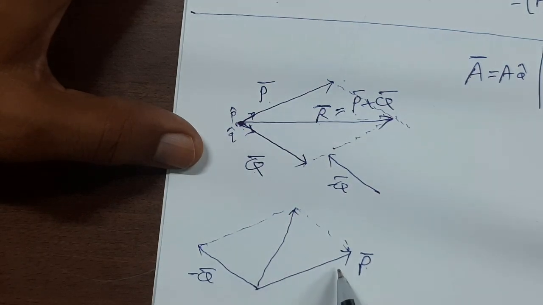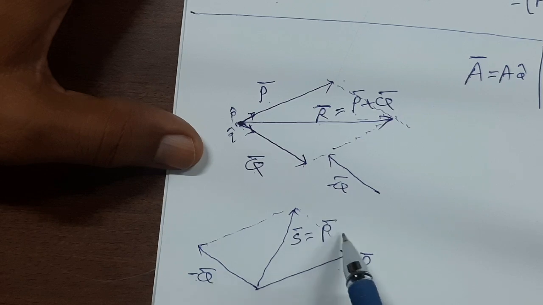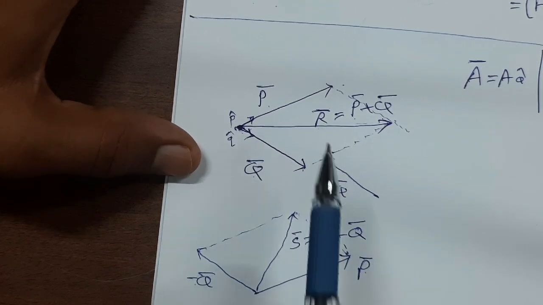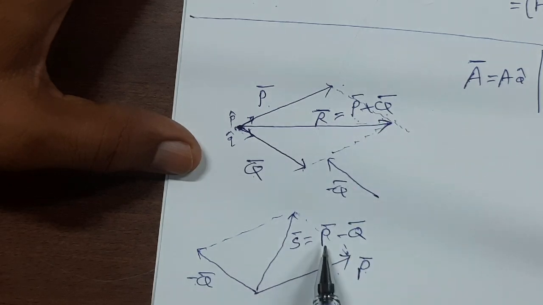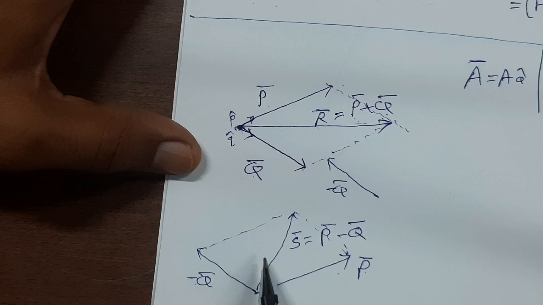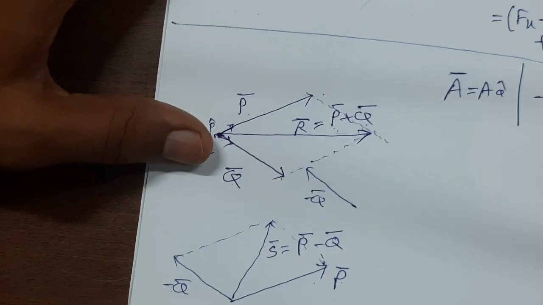Therefore, I can say that here s bar is equal to p bar minus q bar. Now I cannot use the letter r because r is the addition of p bar and q bar. Therefore, I have used the letter s. It is p bar minus q bar. Therefore, this can be treated as p bar minus q bar.